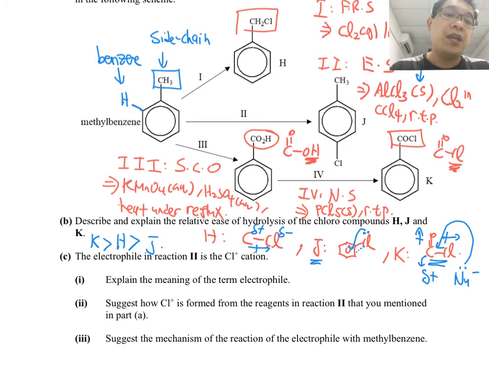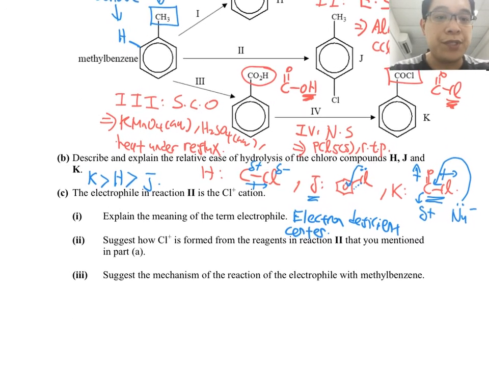Now for C part 1, explain the meaning of the term electrophile. So you can say that it's an electron deficient center. Right? So this is what I mean by electrophile. Now let's take a look further on part 2.